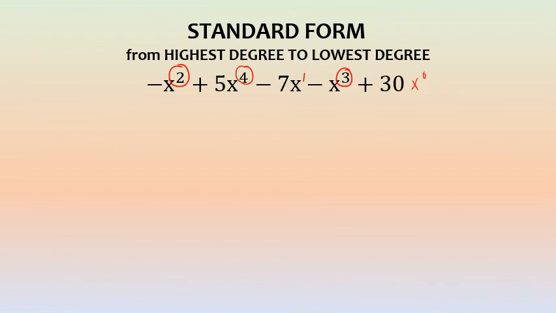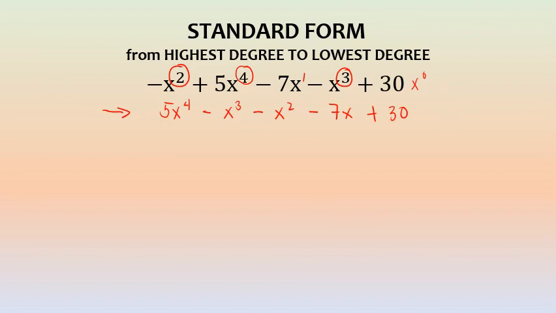So yung pinakamataas muna. That is 5x raised to 4. That is positive. Followed by, after ng 4, anong pinakamataas na sunod? 3. So copy the negative sign. So that is minus x cubed followed by x squared. Still, it is negative minus followed by minus 7x. And lastly, the constant term 30. So this is now written on its standard form.